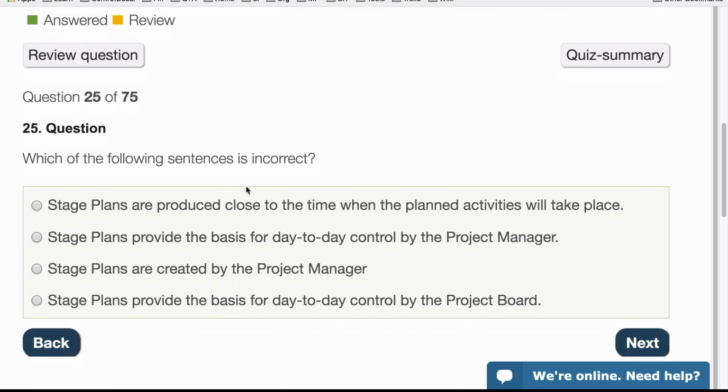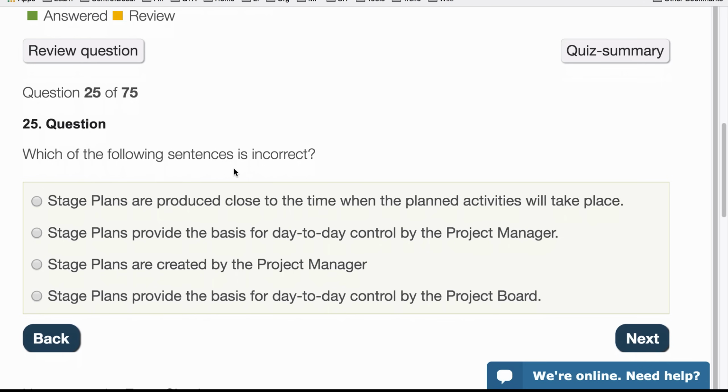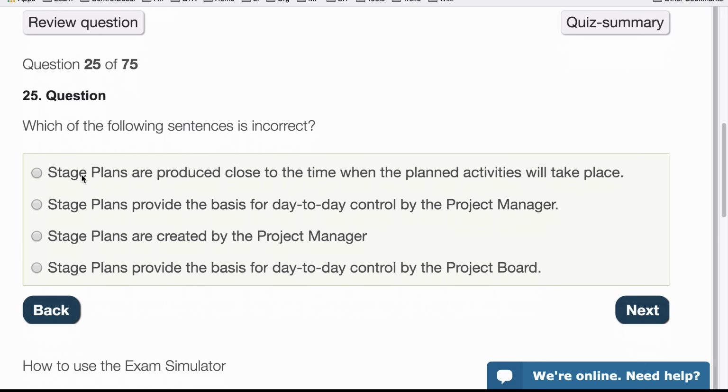Question 25. Which of the following sentences is incorrect? Stage plans are produced close to the time when the planned activities will take place. That sounds okay, as this is correct because they happen at the stage boundary process and right before the next stage starts. Stage plans provide the basis for the day-to-day control by the project manager. Yeah, so actually it's a day plan for the project manager, so they know what to do.